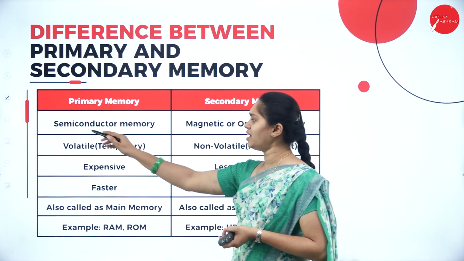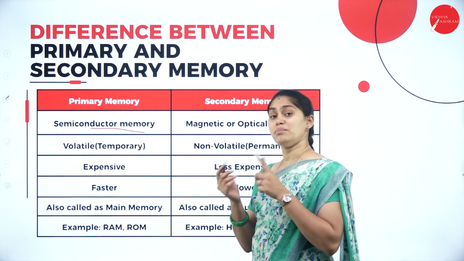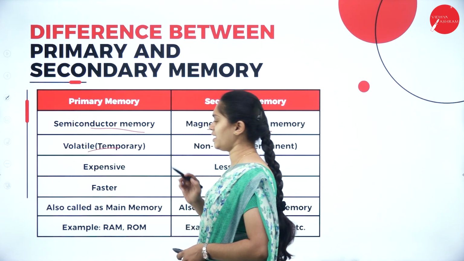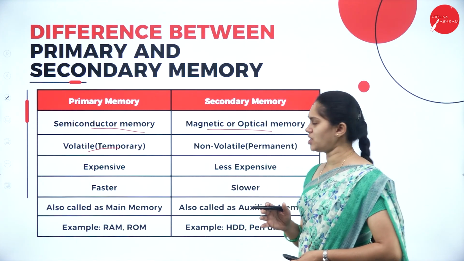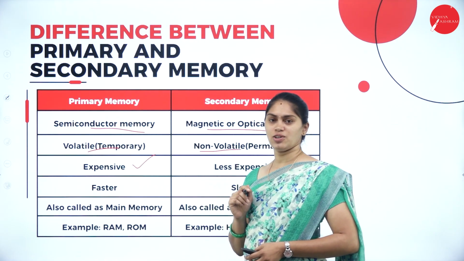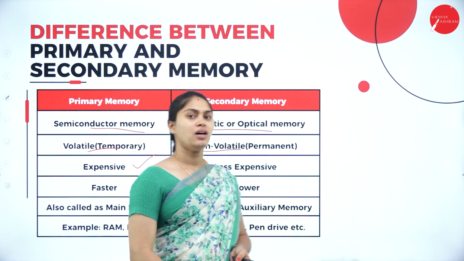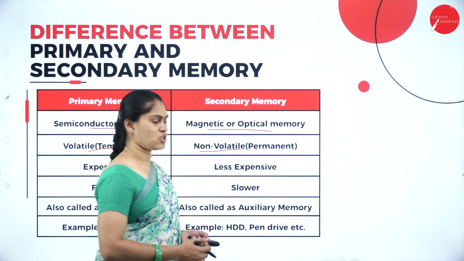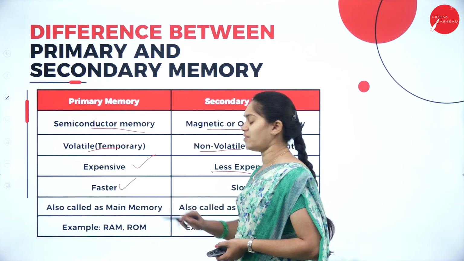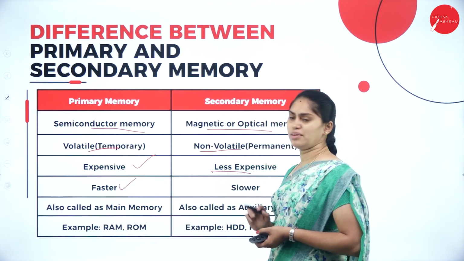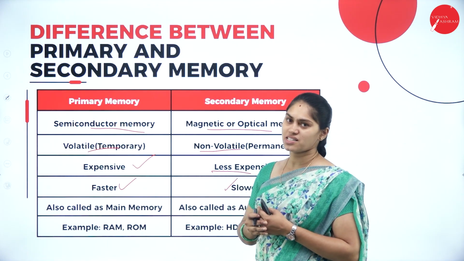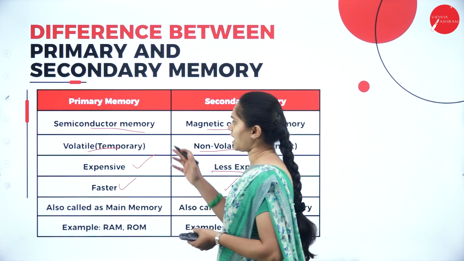Primary memory is considered a semiconductor memory, but secondary memory is magnetic or optical memory. Primary memory is volatile in nature and stores data and information temporarily, but secondary memory is non-volatile in nature. Primary memory, RAM and ROM, is very expensive, but secondary storage is less expensive than the primary. Processing is faster in the primary memory. Secondary memory is somewhat slower. Why? Because it tends to store a large amount of data, so it is somewhat slower than the primary memory.